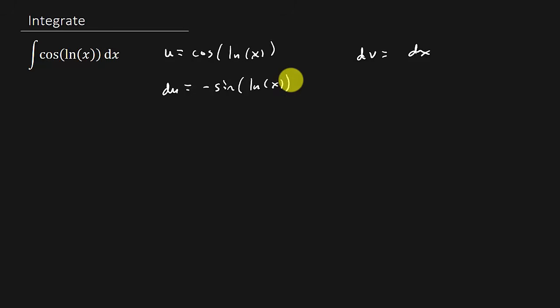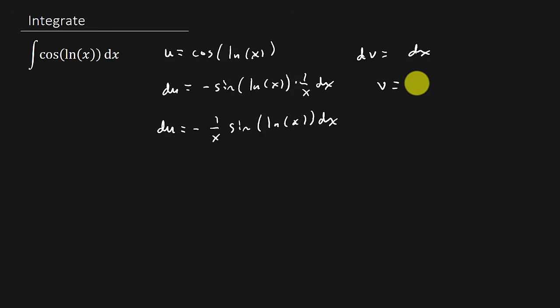And then remember, it's times the derivative of what you're taking the cosine of. So the derivative of natural log is 1 over x, and then dx. So we get du is negative 1 over x sine natural log x dx. And then v, well, this is like integrating 1 dx, so that's just x.